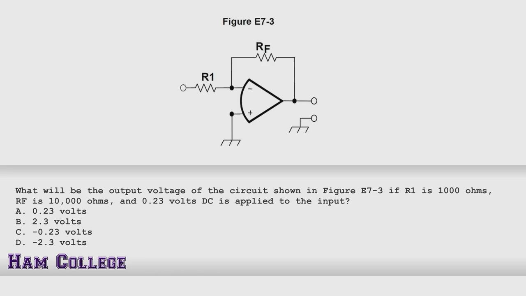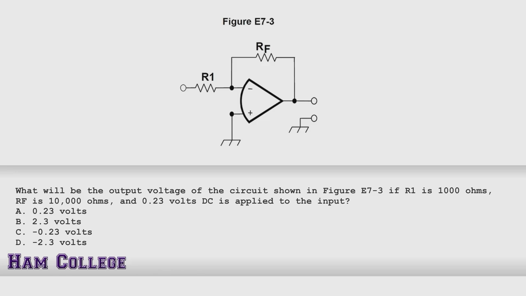All right. First thing I'm going to have to do is calculate the voltage gain of the amplifier. So that is going to be RF divided by R1. RF is 10,000 ohms. R1 is 1,000. 10,000 divided by 1,000 would be 10. So that's the gain of the amplifier. Okay, I'll buy that. Now we've got 0.23 volts times 10. That's going to make it 2.3 volts.